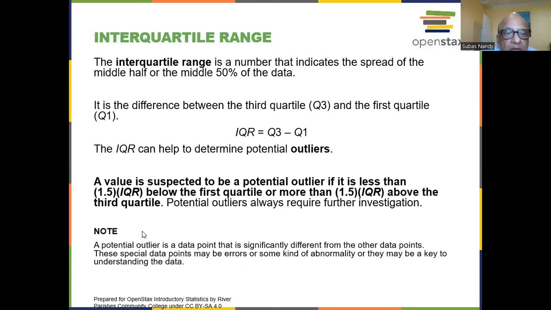Okay. Now we are talking about the interquartile range. It's called IQR, which is Q3 minus Q1. So it is the third quartile minus the first quartile. Actually, it is the range of the middle 50% of the numbers. A value is suspected to be a potential outlier if it is less than 1.5 IQR below the first quartile or more than 1.5 IQR above the third quartile. Potential outliers always require further investigation.